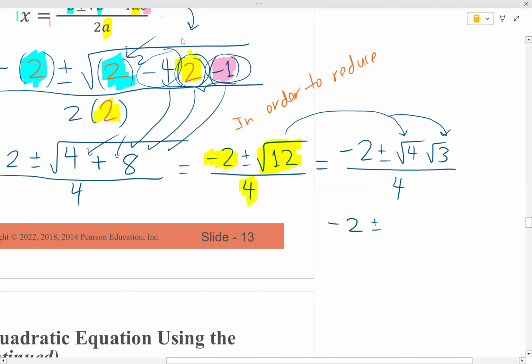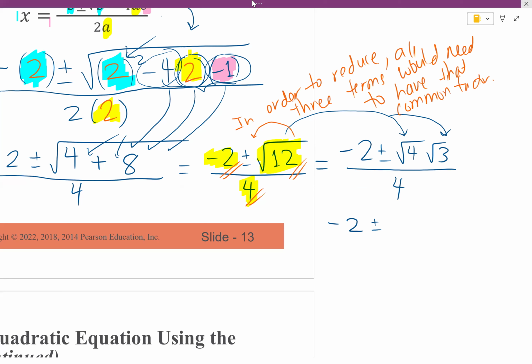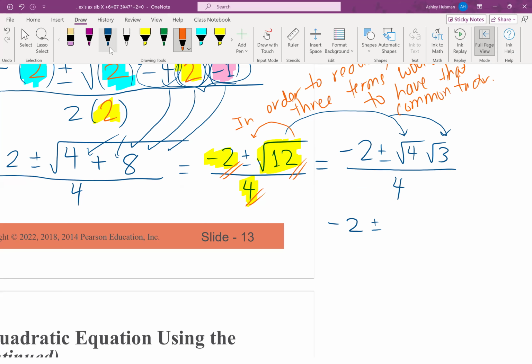So you can write this in your notes if you want, but you don't have to if you think you'll remember it. In order to reduce, all 3 terms would need to have a common factor. So that's the problem. I see 2, yeah, and 4, they both have the same divisor, but 12, he's stuck inside the root. I'm going to see if I can get something out of him to escape the root, and then maybe I can reduce.